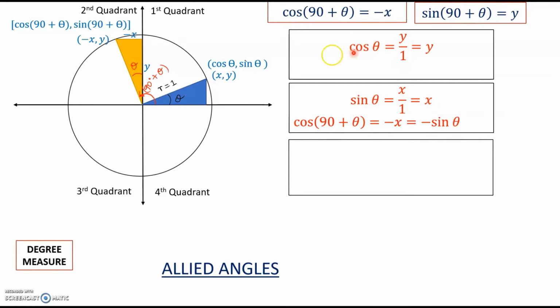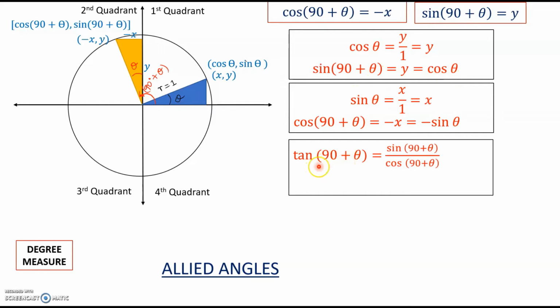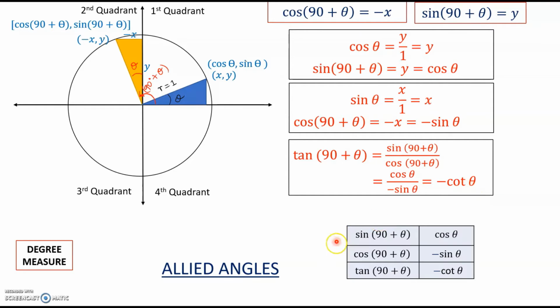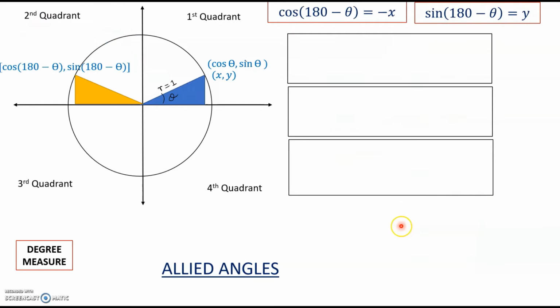Similarly, if I find the cos theta, it will be y, and my sin 90 plus theta is equal to y, which is the same as cos theta. So sin 90 plus theta is equal to cos theta. Extending it to tan, you have tan 90 plus theta is equal to sin 90 plus theta divided by cos 90 plus theta, which, replacing the values here, you get minus cot theta. And this would be our table for sin, cos and tan for 90 plus theta.